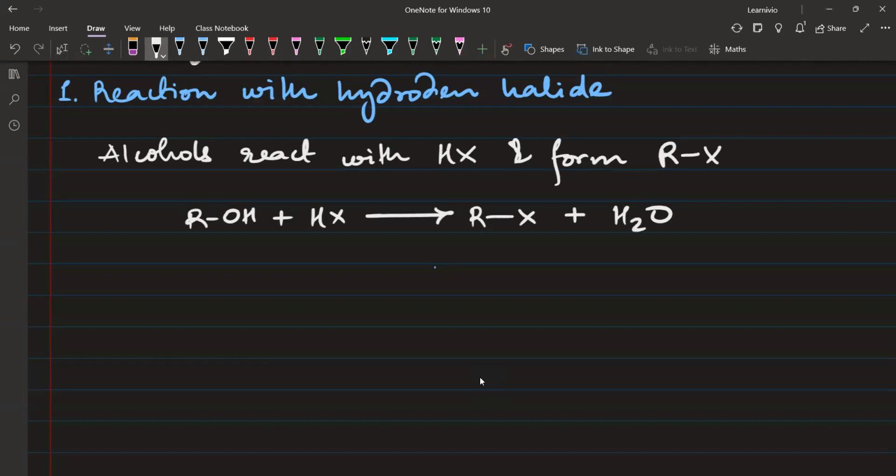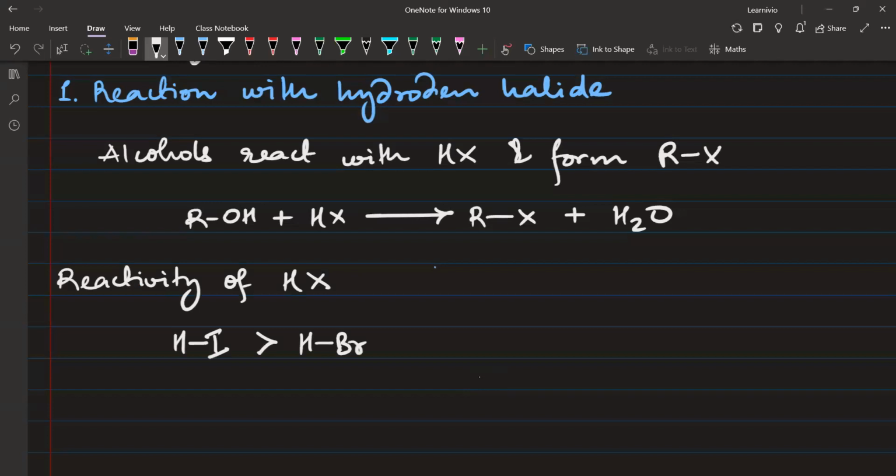So if I talk about the reactivity of HX hydrogen halide, then in this case that hydrogen halide which can easily break will be the fastest to react. So HI bond is the longest. This will be fastest to react, followed by HBr, followed by HCl. Okay. And HF does not even react. It is so slow that it does not react. The bond in HF is very strong. So only these react.